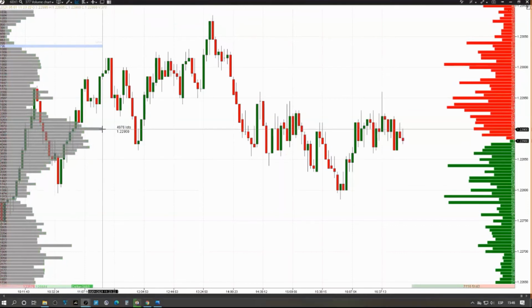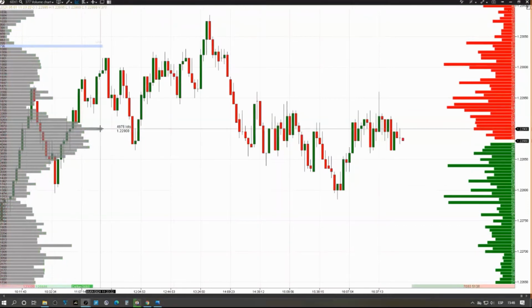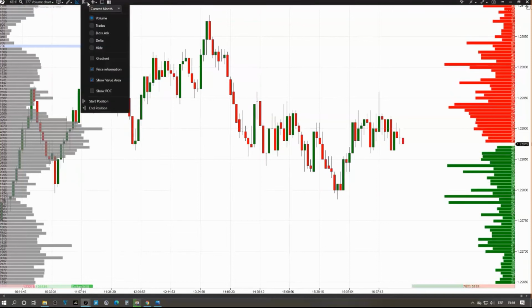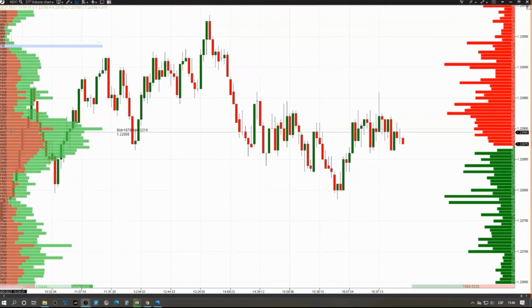4,976 lots were traded at this price, exactly at this price, okay? And now we want to know, were the buyers, were the sellers? I mean, who was in charge? Who was being more aggressive? So we change to bid and ask, and we can see the exact amount of buyers and sellers at that price during the session.